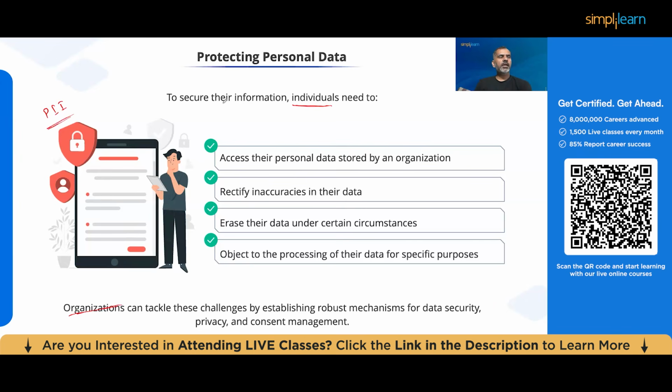Now, as a data organization, I have to secure that information. Individuals need to be able to access their personal data stored in the organization, rectify inaccuracies in the data, erase their data under certain circumstances, and object to the processing of their data for a specific purpose. These are the checkpoints we need to put in place. But when we do this, the organization has to go through certain challenges: they have to establish a robust mechanism for data security, privacy, and consent management. These three things are very important.